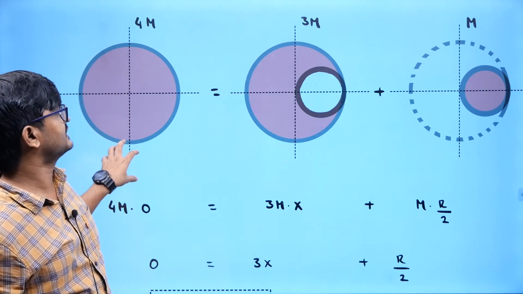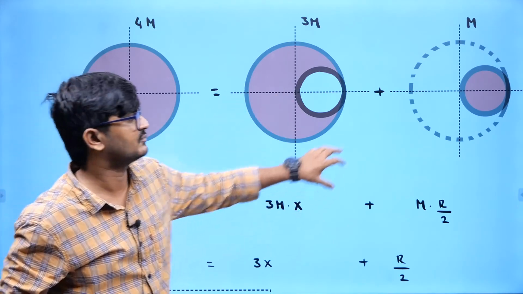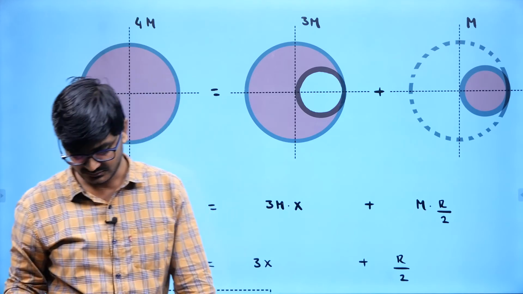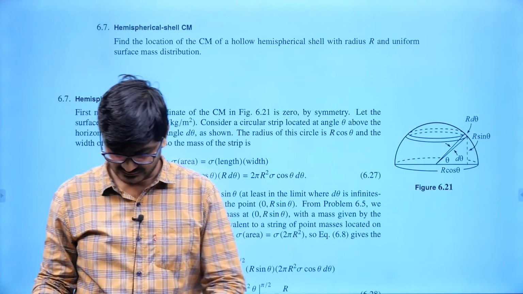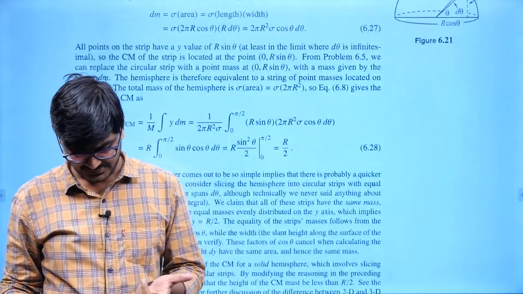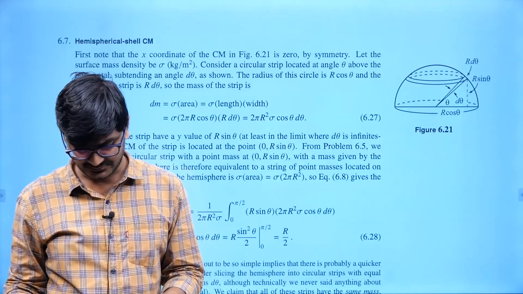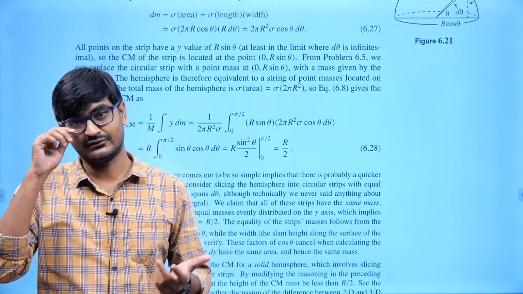So this m into this center of mass position equals this m into this center of mass position plus this m into this center of mass position. Right? Okay, this is a regular question. Yeah, r by 2 distance, and there is another perspective of seeing it. Yeah, you can understand why it is r by 2.